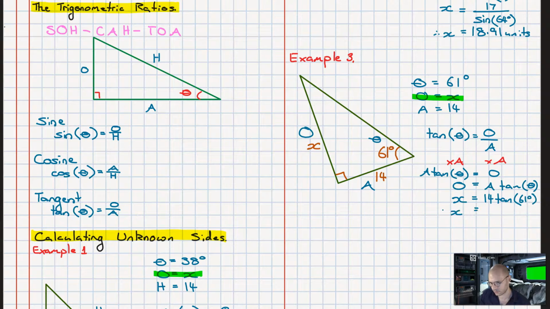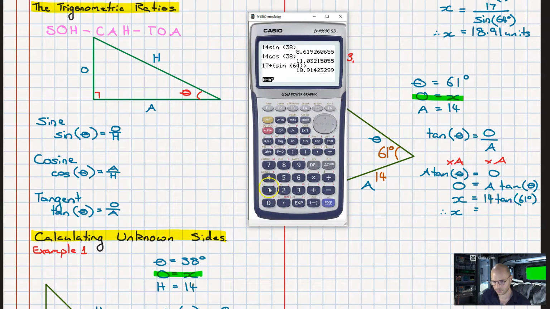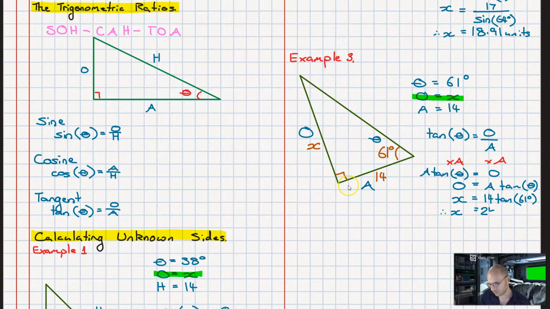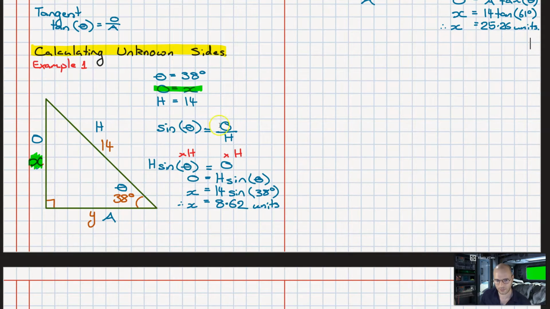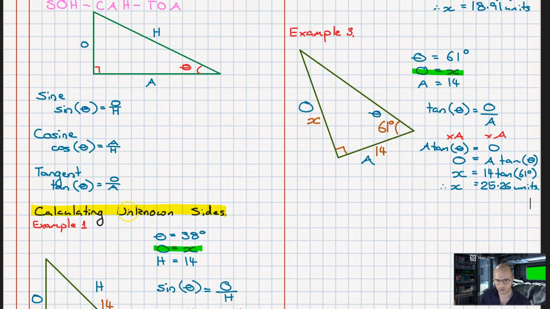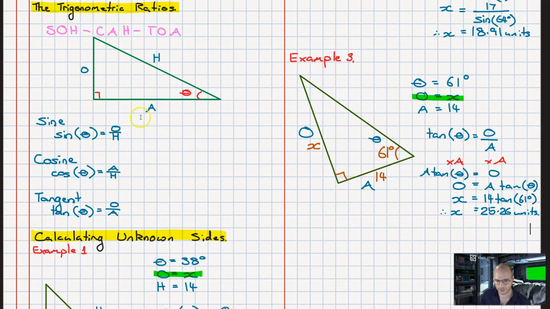Alright, next step is we plug this all in our calculators. We're going to get 14 tan 61. Lo and behold, the answer is 25.26. In summary, this has been a video demonstrating how we can calculate unknown side lengths in right angle triangles using these three trigonometric ratios here.